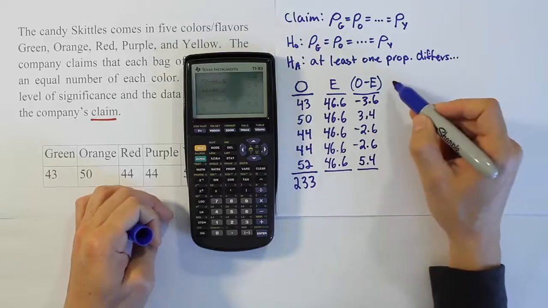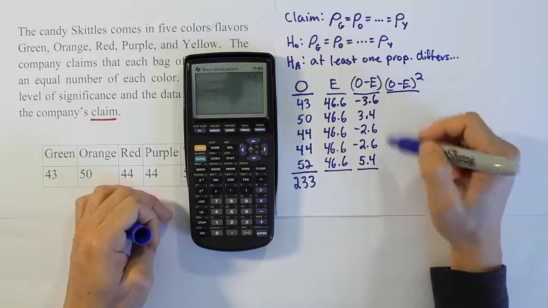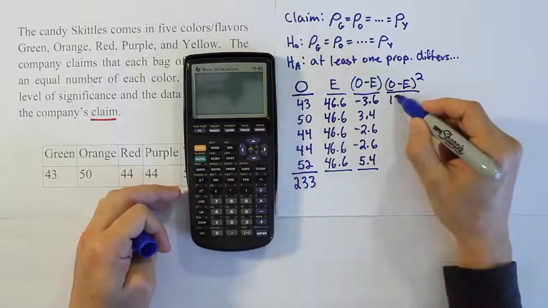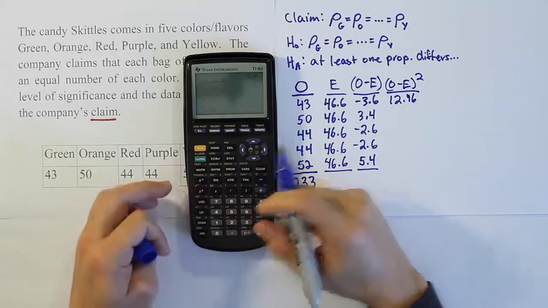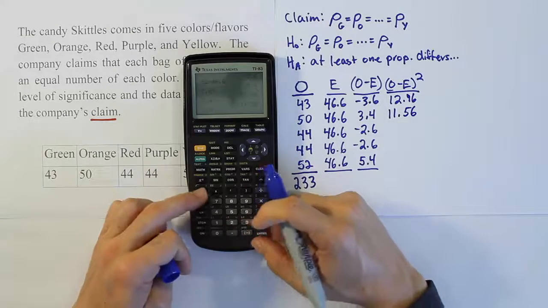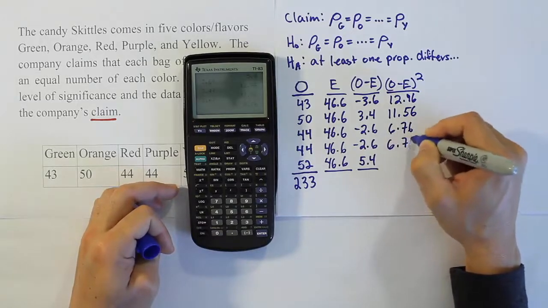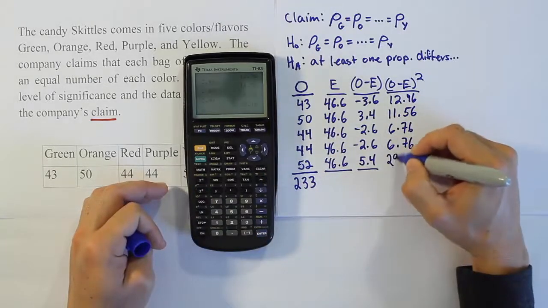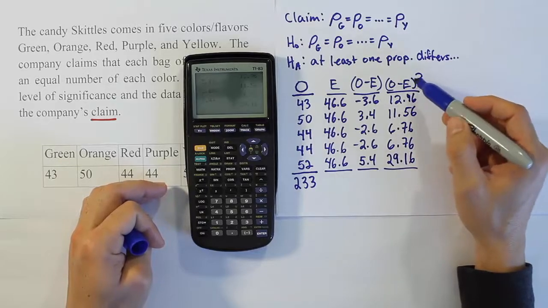Okay, now next step is observed minus expected quantity squared. Square the results for each of these, right? So 3.6 squared is going to be 12.96. 3.4 squared is going to give you 11.56. Then 2.6 squared is going to give you 6.76 and 6.76. And then 5.4 squared, and you get the answer 29.16. Okay, so that's your observed minus expected squared.